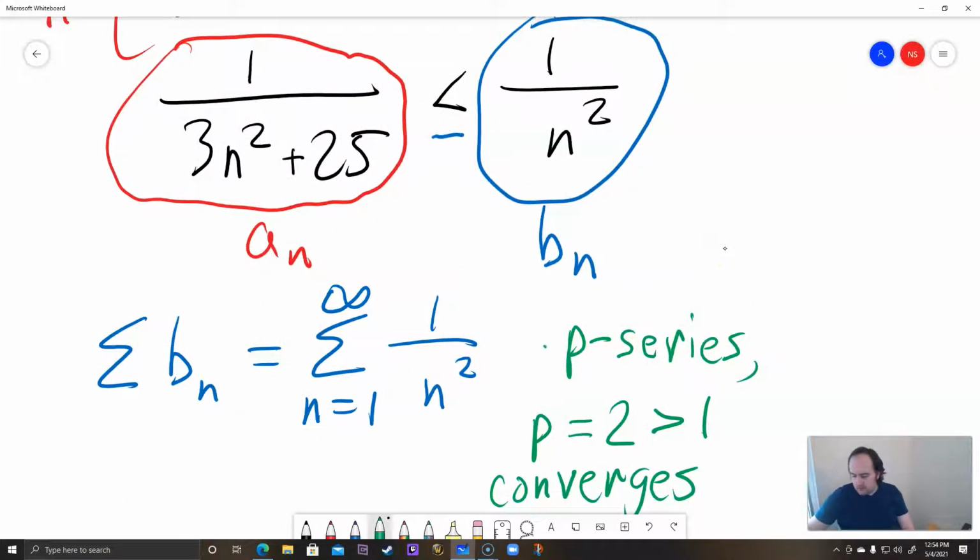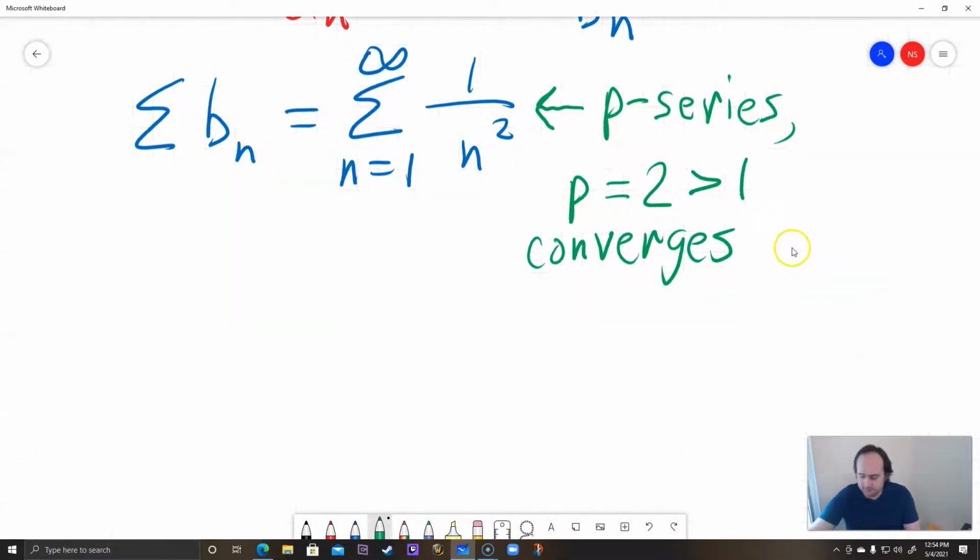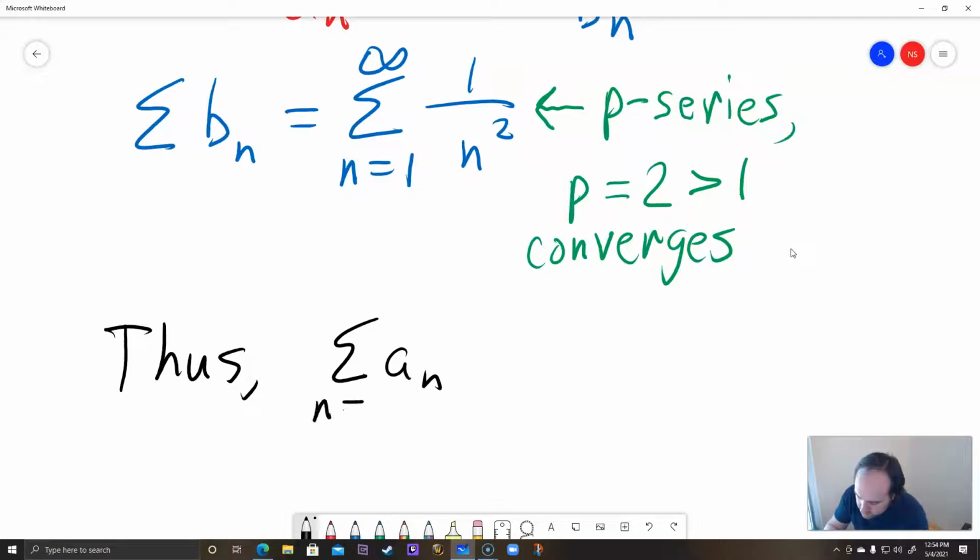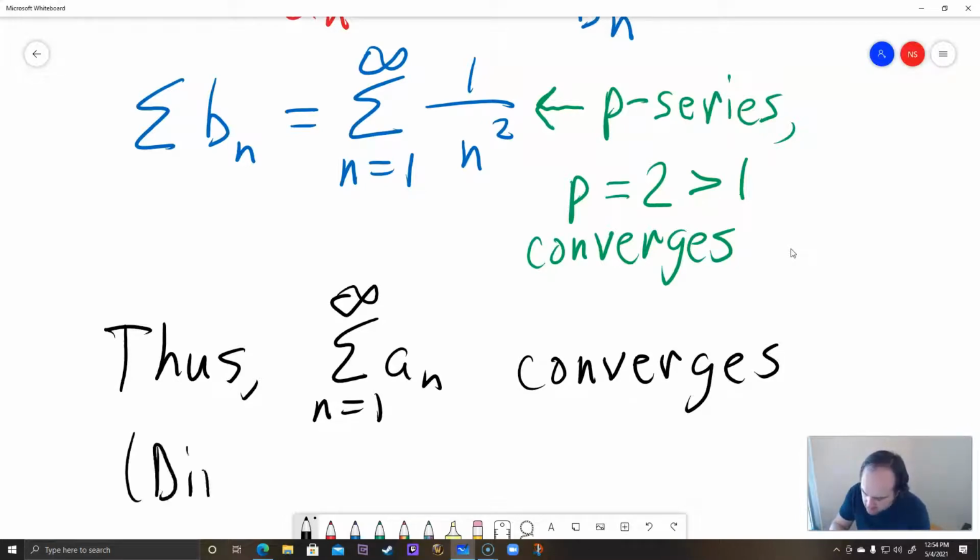Okay, so the sum of bn converges, which means an also converges. Okay, so thus the sum of an from n equals 1 to infinity converges, and that's by the direct comparison. Okay. So that was actually the first one that I showed you up above.